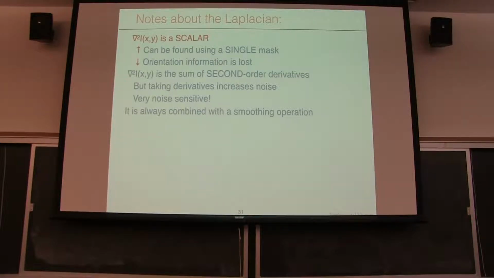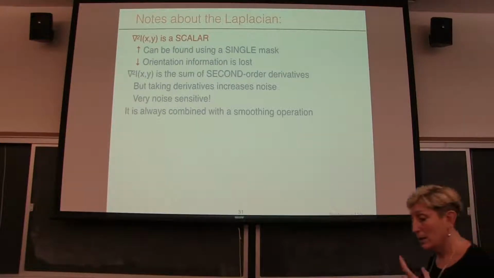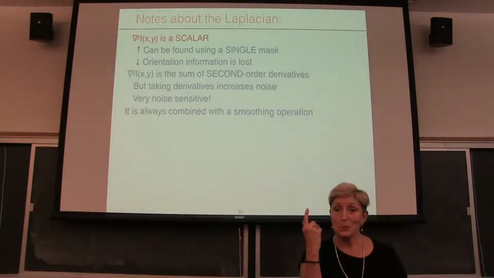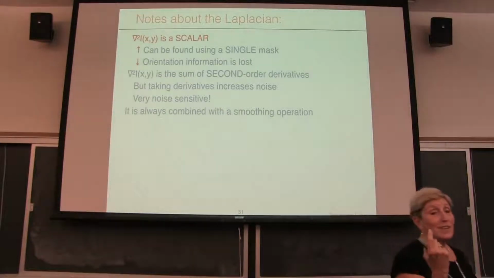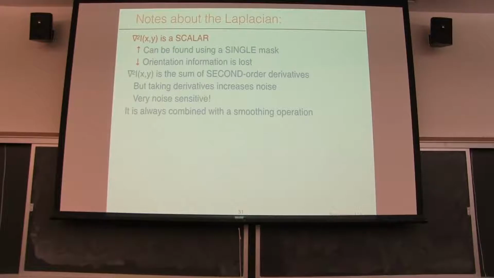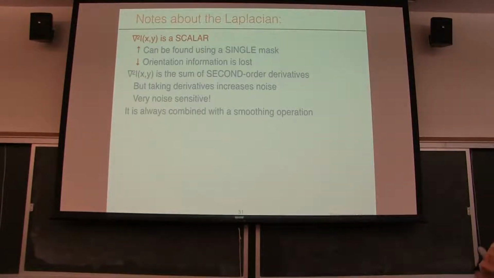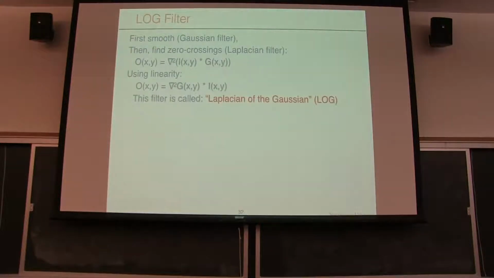The other thing is that if taking first order derivative was bad for noise, taking twice is even worse. So you really have to be careful with your noise when you're applying a second order edge detector. And that's why you typically don't see it done in isolation. You do combine it with noise cleaning. All right, so how do we do this?